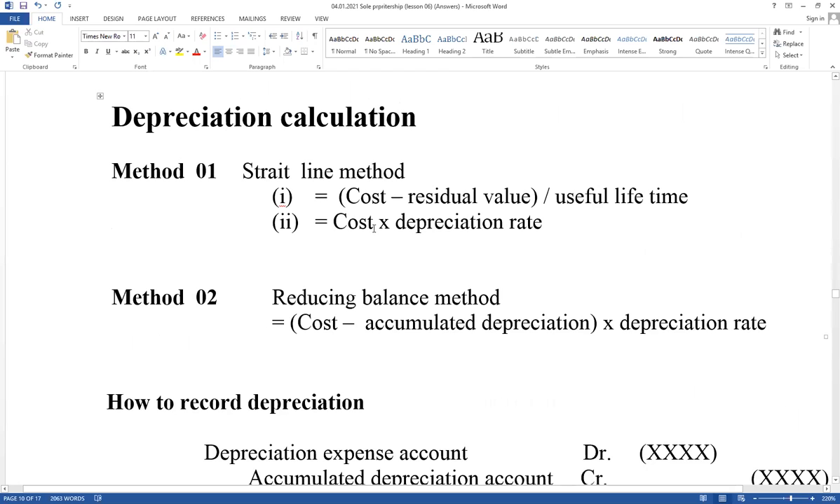Two equations. It has given cost, residual value, and useful lifetime. This equation should be applied. But if it has given cost value and percentage, you have to apply the second equation. Straight line basis, there are two equations. It depends on the given information.